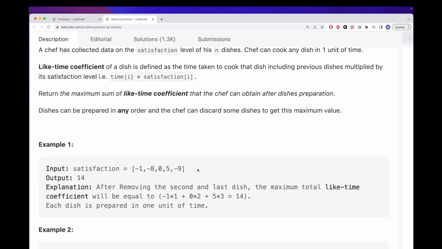But for this case, the optimal thing to do is to choose dish -1 and cook that first, then this one with satisfaction 0, and then the dish with satisfaction 5. So these 3. And so that will give us -1 multiplied by 1, because we will choose to cook this dish first, and so time is equal to 1. Then we'll cook this one second, so time equal to 2 multiplied by 0. And then when we cook 5, it will be multiplied by 3, so that's 14, right? So that's the total sum, and if you try other combinations, this is the most optimal with value 14.